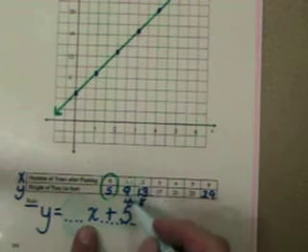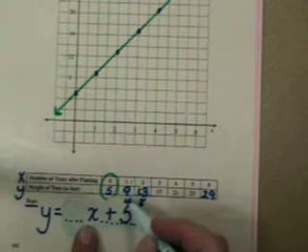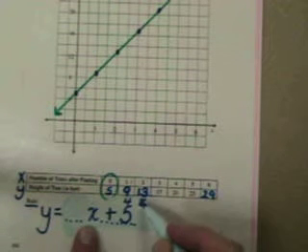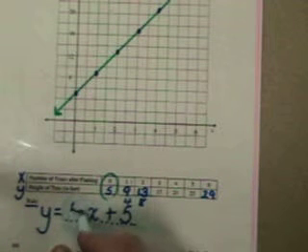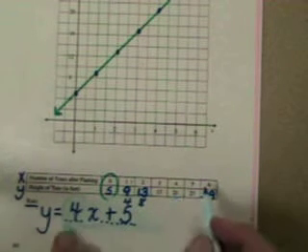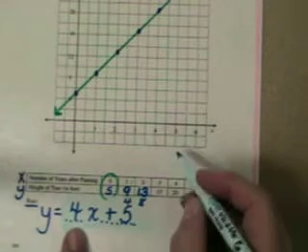So 1 times what is 4? Well, 1 times 4 is 4. 2 times what is 8? 2 times 4 is 8. So that gives me a good idea. I'm probably multiplying by 4. Let's check the rule on some other points.